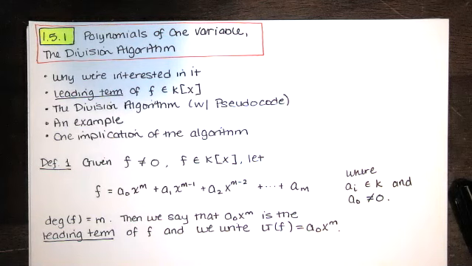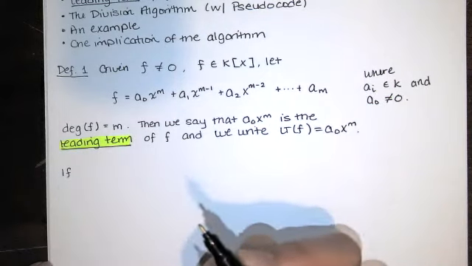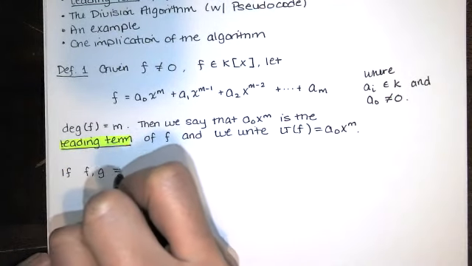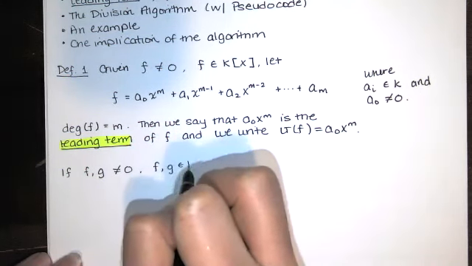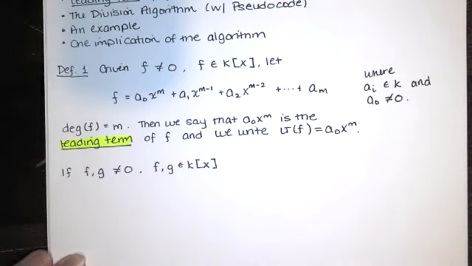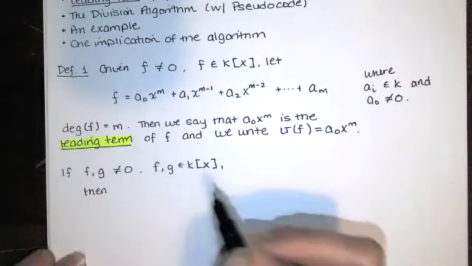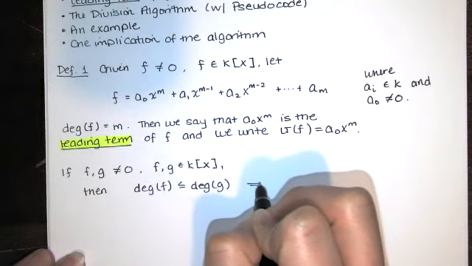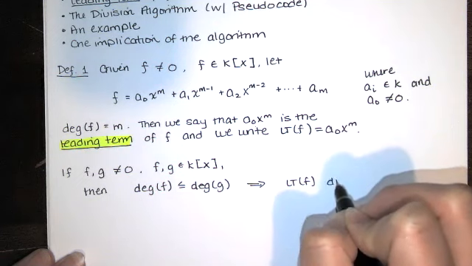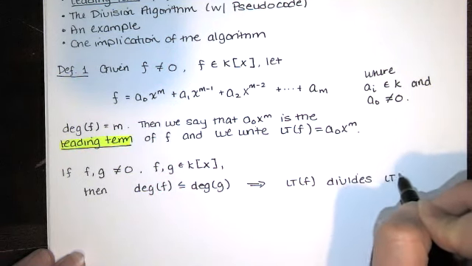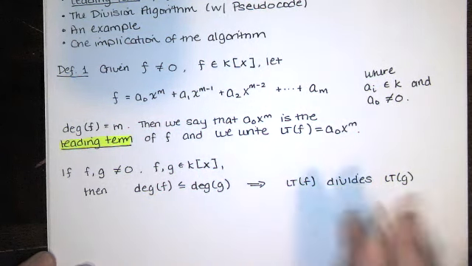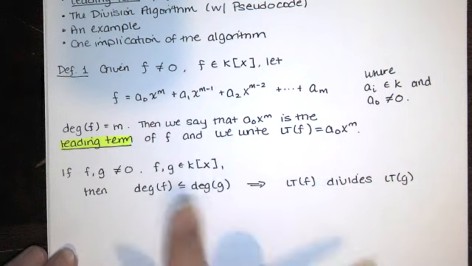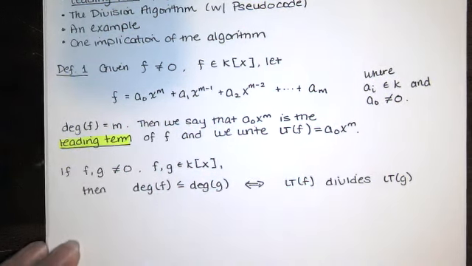Now, one other thing that we're going to use later is a fact about polynomials f and g. So if f and g are non-zero polynomials in our polynomial ring k of x, then if the degree of f is less than or equal to the degree of g, then the leading term of f divides the leading term of g. And it actually goes both ways. If the leading term of f divides the leading term of g, then this is also true. So this implies this, and this implies this.